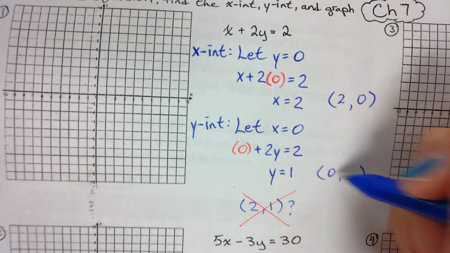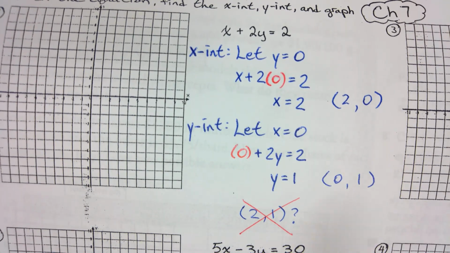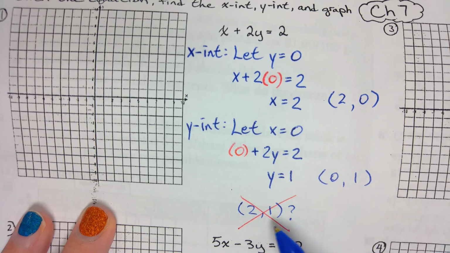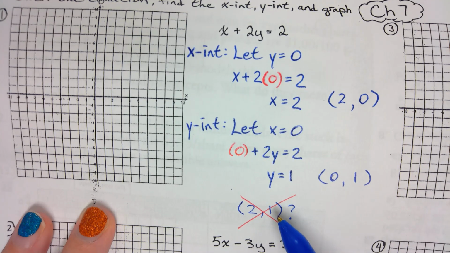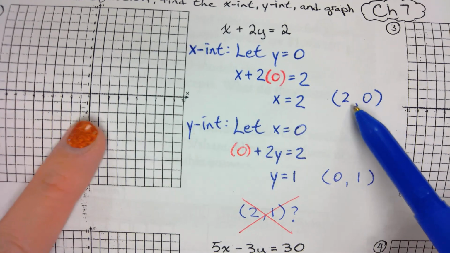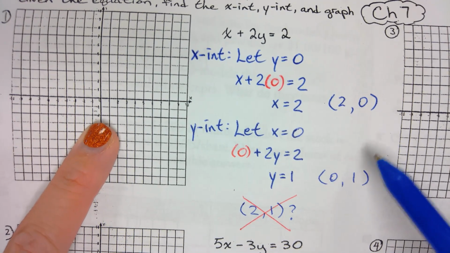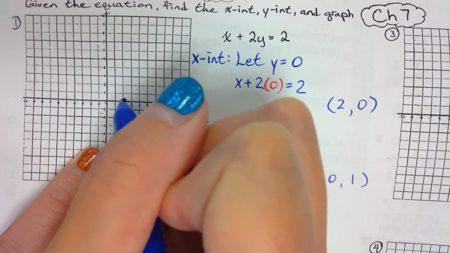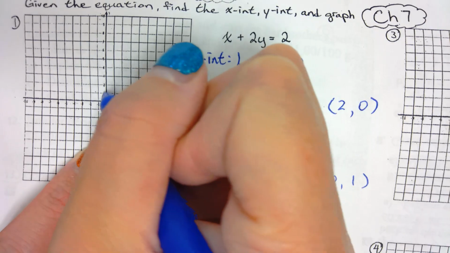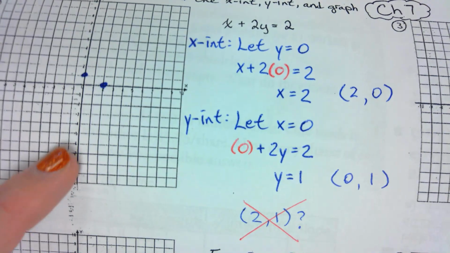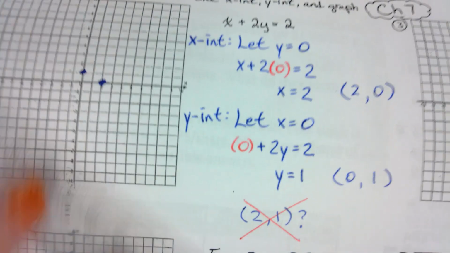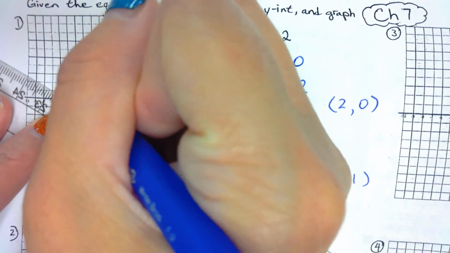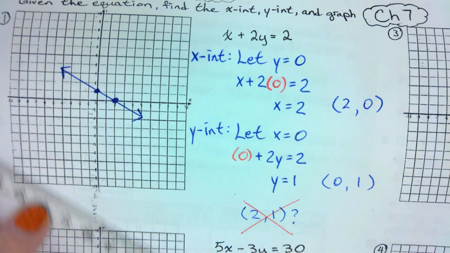0 and 1. Okay. This is the part where a lot of people make the silly mistake. They solve for x, they solve for y, and then they put it together to make 1 point. Well, remember the purpose of this was to get my x and y intercepts. So 2, 0 right here, and then 0, 1 right here. Now that I have my 2 points, I can graph my line. So this is graphing the line using x and y intercepts.